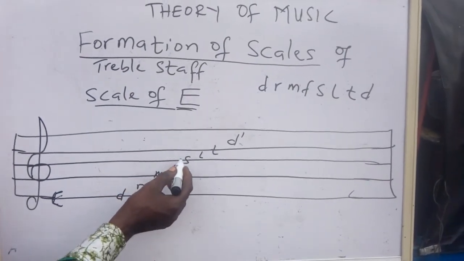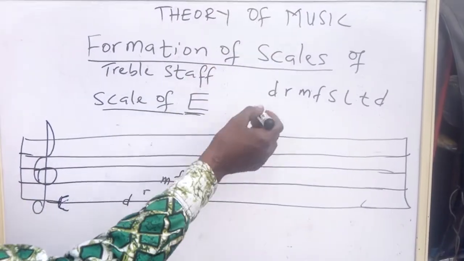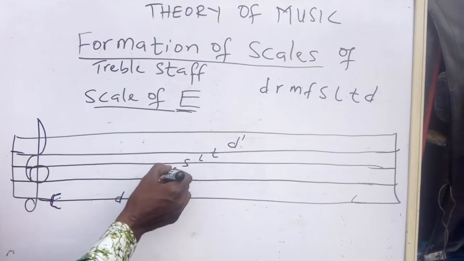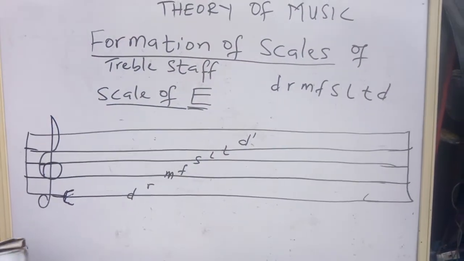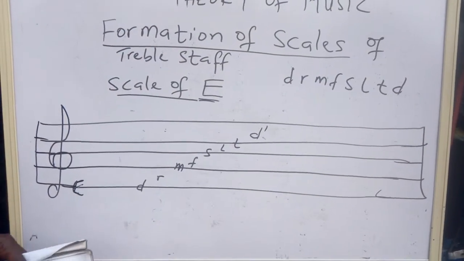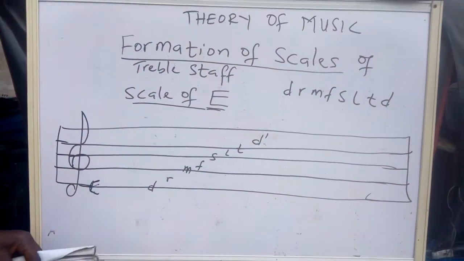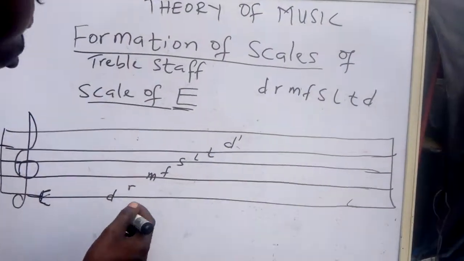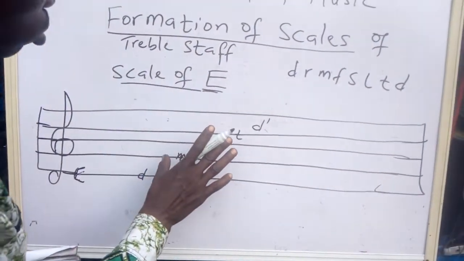Do, re, mi, fa, sol, la, ti, do. Do, ti, la, sol, fa, mi, re, do. So this is just the scale of E. I told you what we are going to do right now. We are not going to leave it this way.